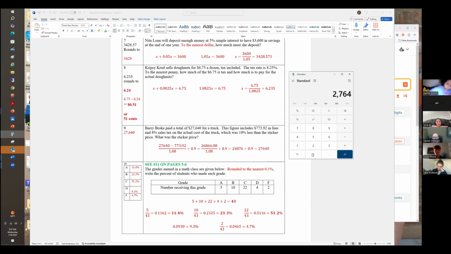27,640, look at it, okay, subtract 773.92. You got to hit the equal sign. If you say divided by, and your calculator does order of operations, it's going to divide by 1.08, 773.92 divided by 1.08. But you got to say equals because that's what you want to be divided by. And don't go rounding it off until the very end.